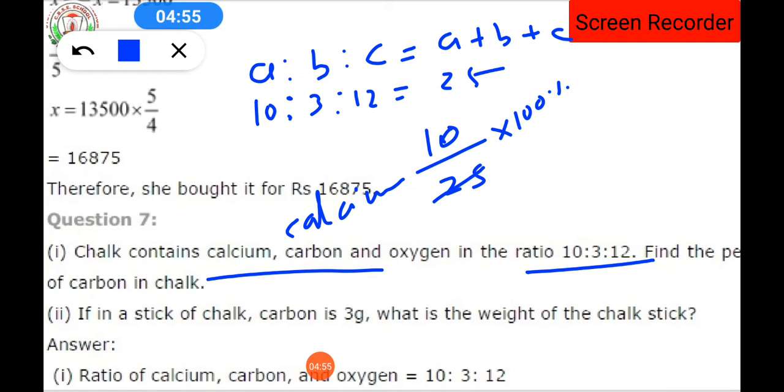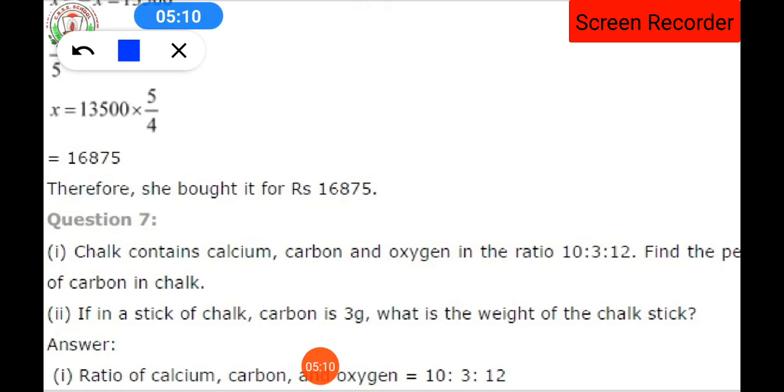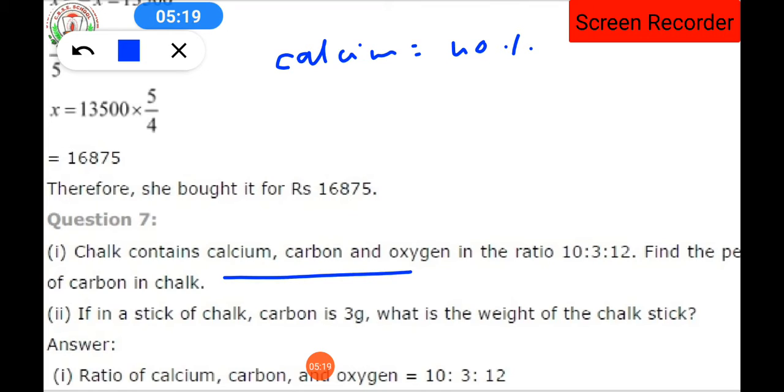Clear everyone? So 25 ones are 25 and 25 fours are 100. It will get cancelled. So what is the answer coming? 10 into 4 percent, so that will be equal to 40%. Clear everyone? In the same way, the second part: first one, calcium percent, we got as 40%. Now moving toward the second, that is carbon percent.